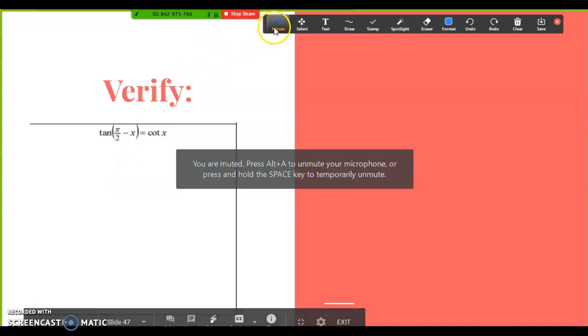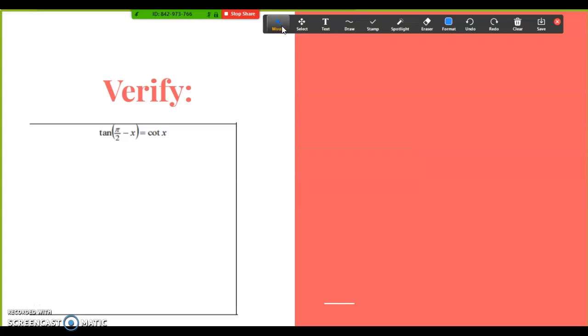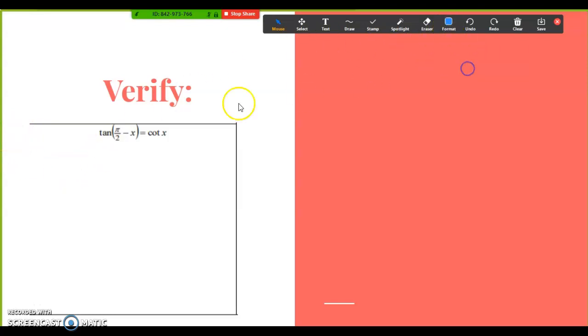Okay, this is our last problem. We're going to verify the tangent of pi over 2 minus x is equal to the cotangent of x. Now, before I start this problem, of course, I'm looking to the left and I am thinking that I'm going to be expanding out with the tangent difference identity.